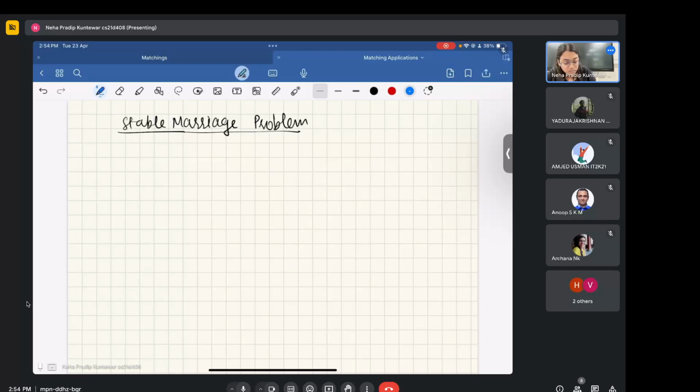So just a little bit of history about this. The first algorithm for this was given by two people called Gale and Shapley, and they published a paper in 1963 called College Admissions and Stability in Marriage.